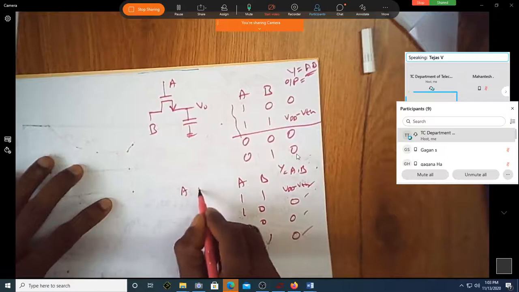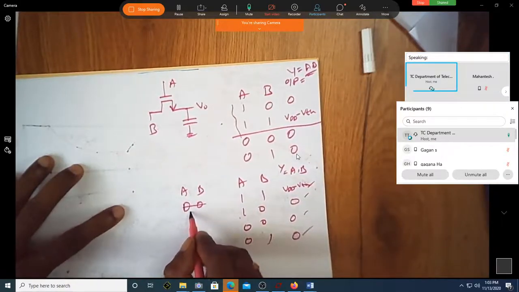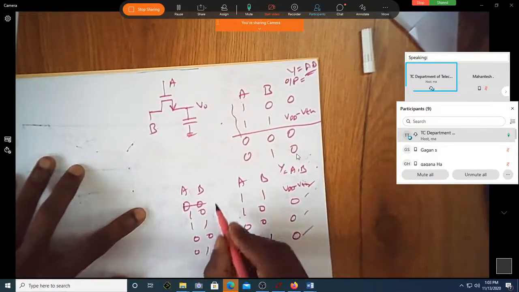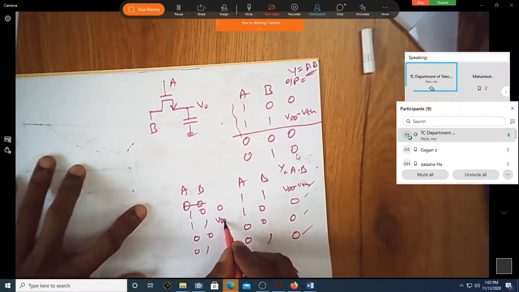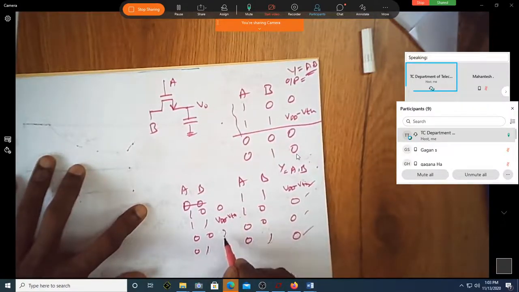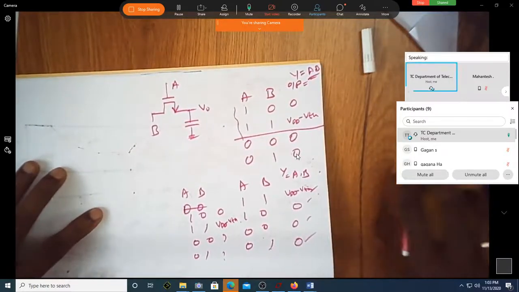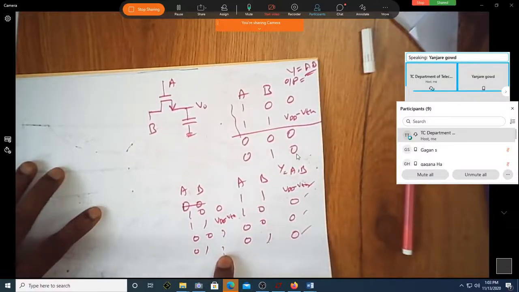Now let me just take this. It is 1 0, 1 1, 0 0, 0 1. Now for this it is 0. For this it is VDD minus VTH. For these two, what will be the output voltage? VDD minus VTH. Sir, for 0 0, VDD minus VTH. For this, 0. How come?